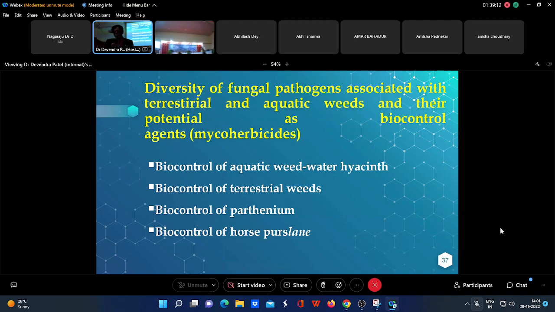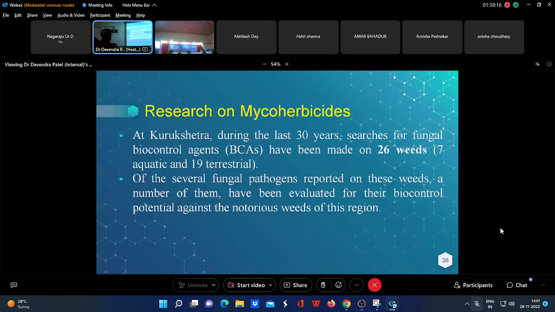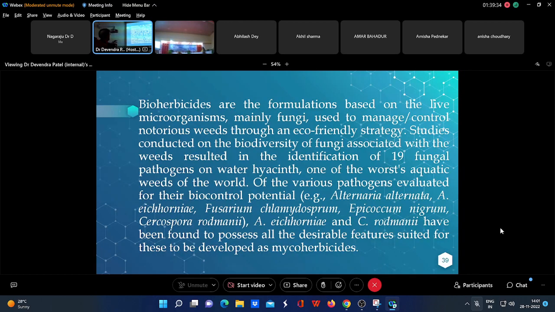Hundreds of pathogens were isolated from 26 weeds, but out of these 26 weeds, I selected only 3, as I have already mentioned.